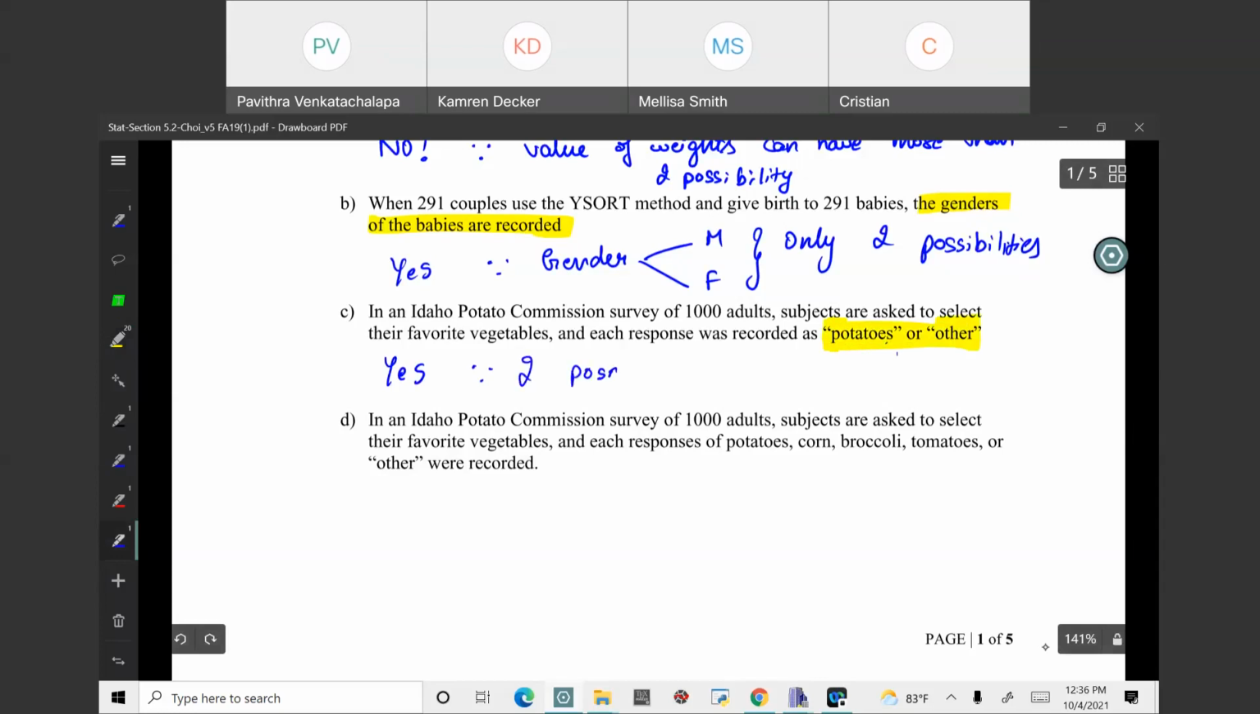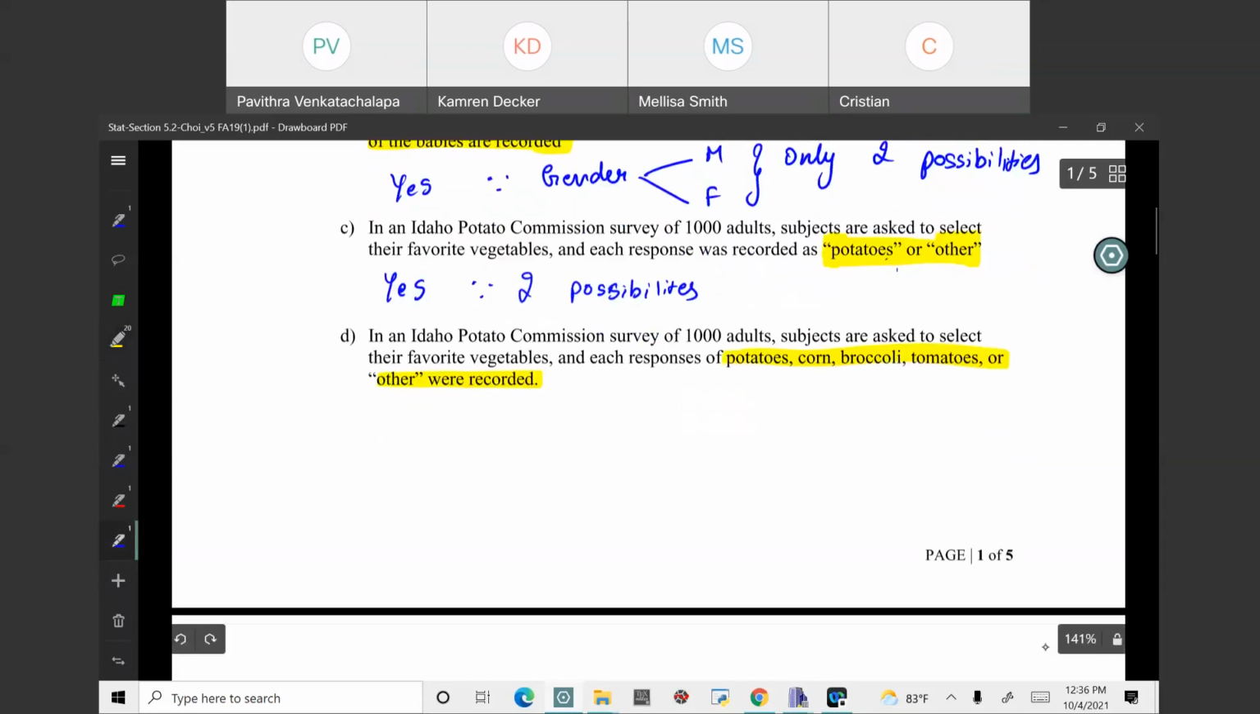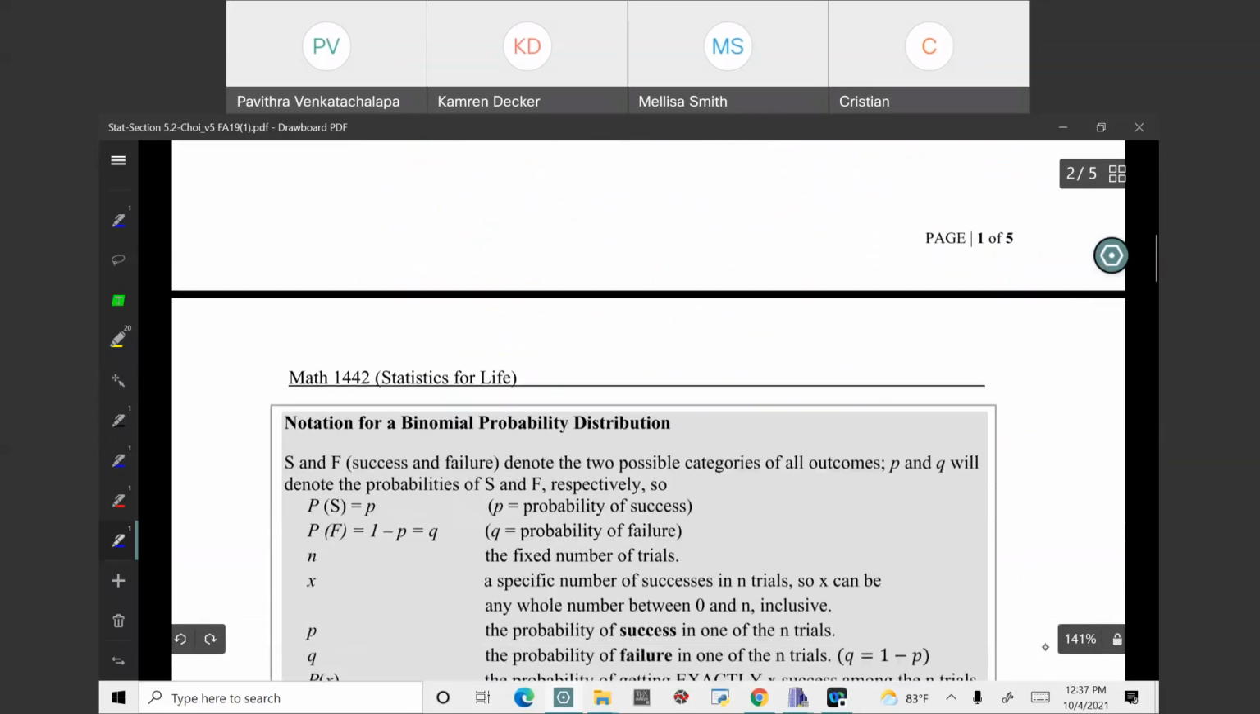Because two possibilities. Last example. Easy answer. There are more than two outcomes. So it is no. More than two possibilities. So this is how you categorize whether an example or a survey is a binomial probability distribution or not.